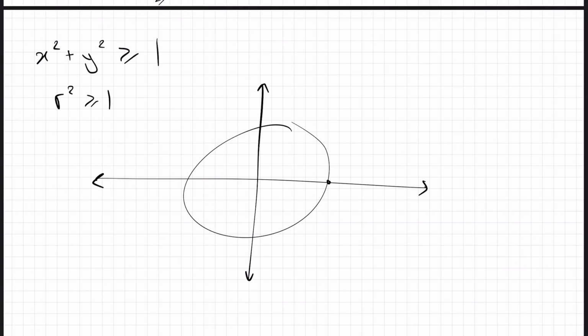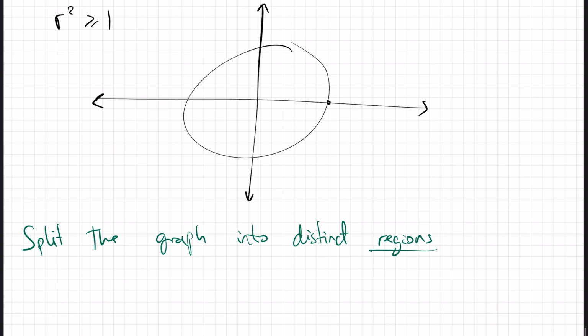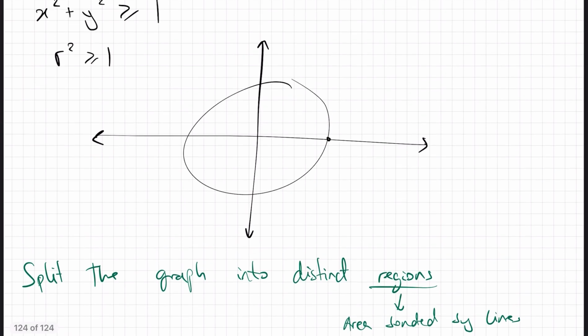Well, here's my method. First of all, we split the graph into what I'll call distinct regions. A region is just an area bounded by the curve's lines. So in this case, we have two areas. We have area 1 and we have area 2, like so.